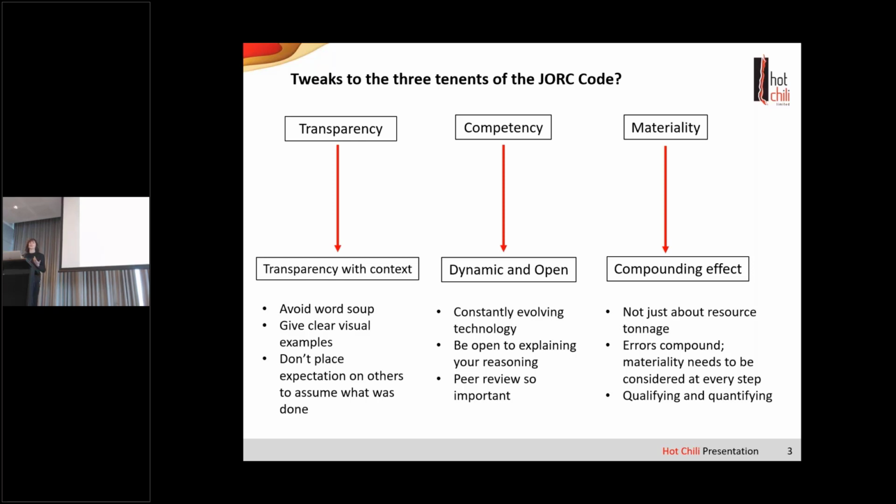So we want to avoid word soup. We don't want to just have a whole bunch of jargon in there, and it's transparent, but no one actually knows what you did. We want to have clear visual examples. We're scientists, we want hard evidence. We want to have it nice and clear exactly what's been done. We shouldn't be placing the expectation on the reader to try and figure out what we were assuming at the time. Make it nice and easy for them.